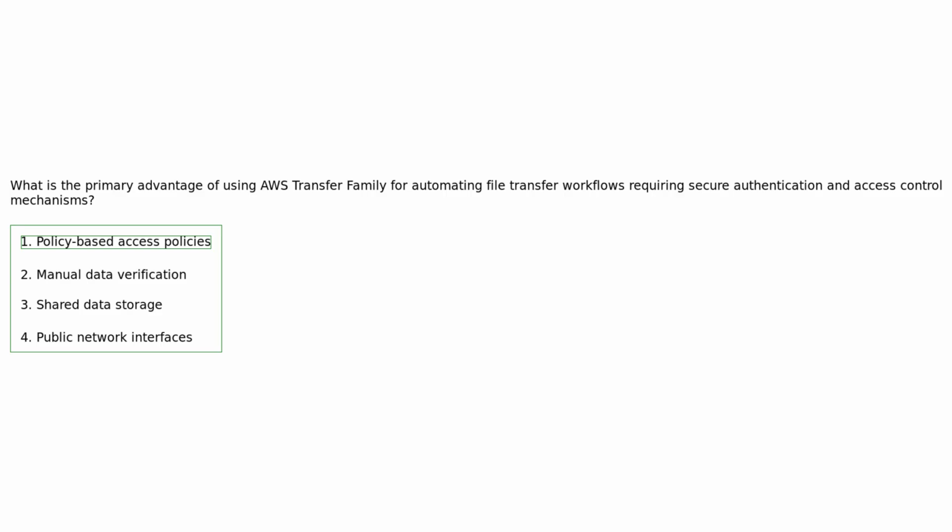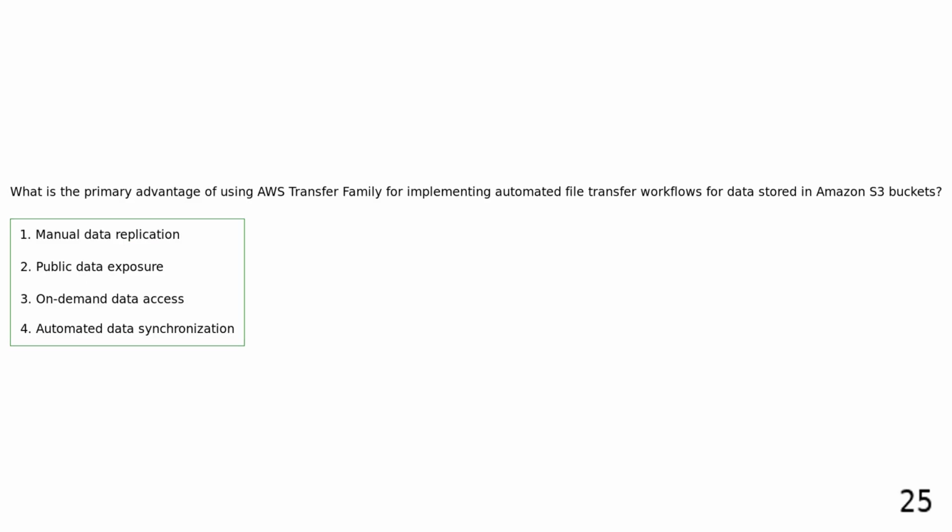What is the primary advantage of using AWS Transfer Family for implementing automated file transfer workflows for data stored in Amazon S3 buckets? Manual data replication. Public data exposure. On-demand data access. Automated data synchronization.